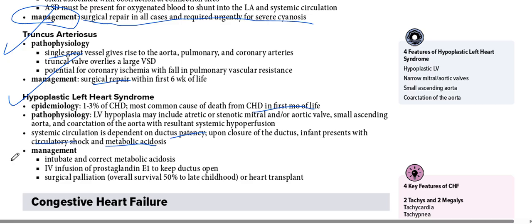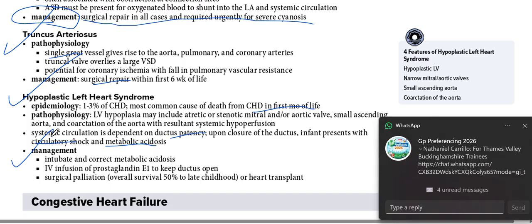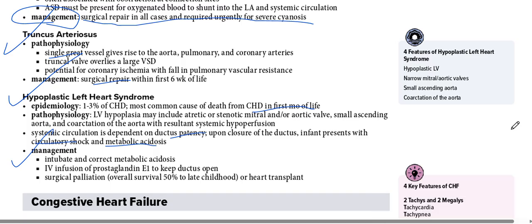Management: intubate and correct the metabolic acidosis. So if there is metabolic acidosis, we have to intubate and correct it. Give IV infusion of prostaglandin E1 to keep the ductus open. Surgical palliation or heart transplant. We have to basically transplant the heart.